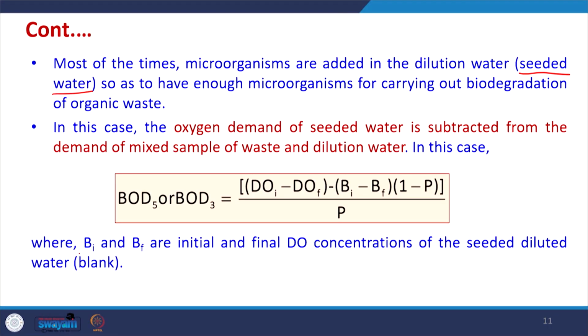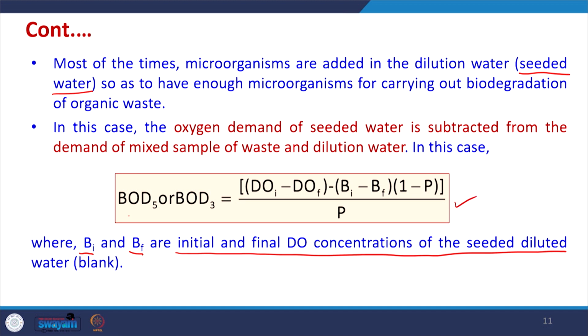So, if the wastewater does not contain any microorganism, we dilute that sample with seeded water which contains microorganisms, and in this case, because we are using dilution water which may itself incur some oxygen demand, we determine the DO level in this dilution water also. So, BI and BF represent the initial and final DO concentration of seeded dilution water, because it will be incurring some demand itself. So, what we do is that we subtract the oxygen demand of the dilution water, and the revised formula becomes like this.